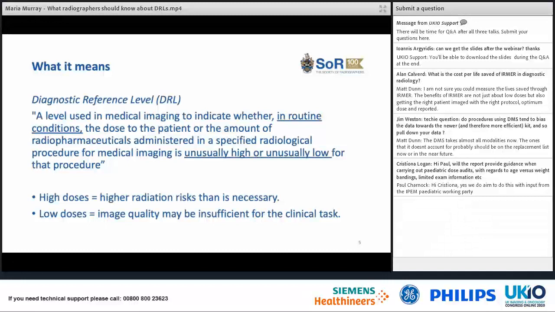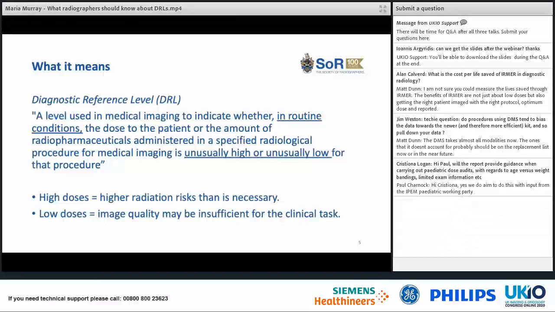Most DRLs are cited for anatomical sites, but we will be moving more to clinical DRLs, say for example for stroke patients or whatever. One thing to stress, DRLs are not a dose limit and they do not apply directly to individual patients or examinations.